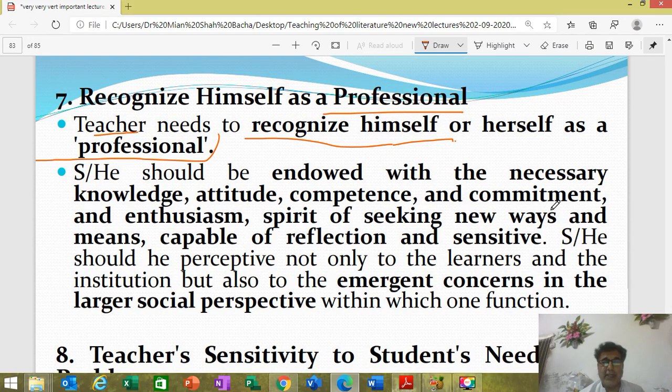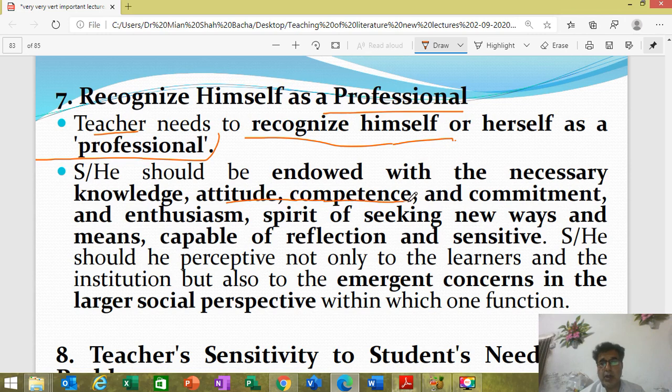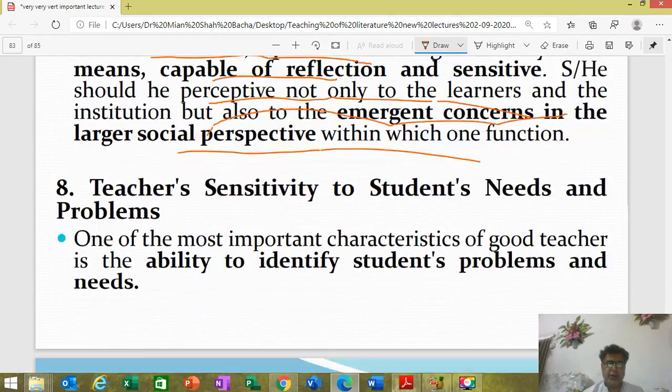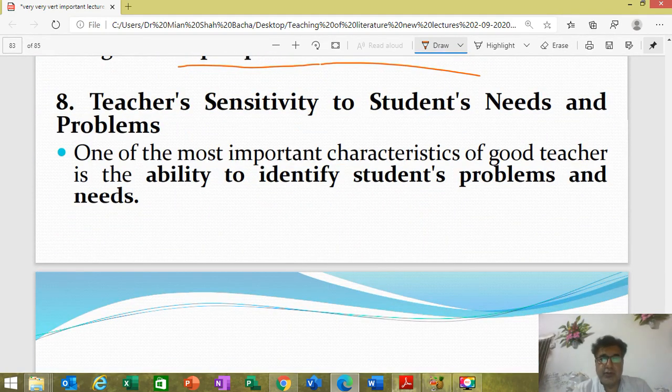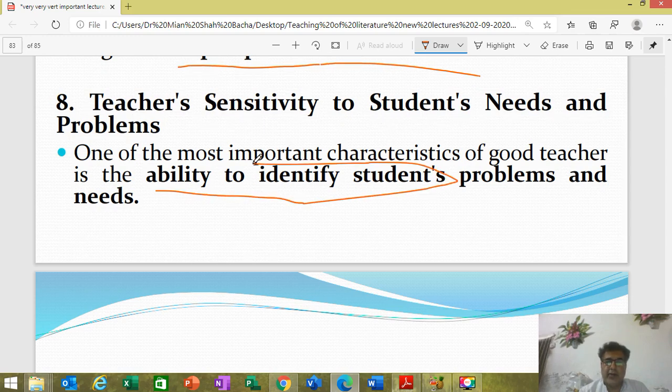She should be endowed with the necessary knowledge, attitude, competence, commitment, and enthusiasm, and a spirit of seeking new ways and means, capable of reflection and sensitive. She should be perceptive not only to the learners and the institution, but to the emergent concerns and the larger perspective within which one functions. Teachers' sensitivity to students' needs and problems: one of the most important characteristics of a good teacher is the ability to identify a student's problems and needs.